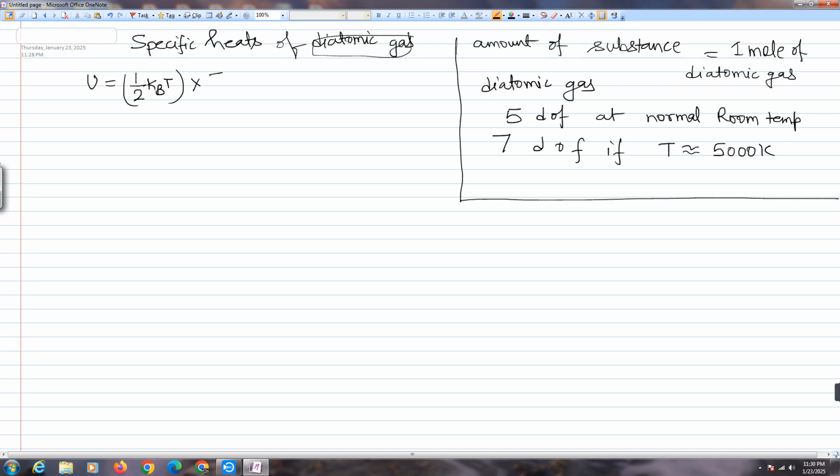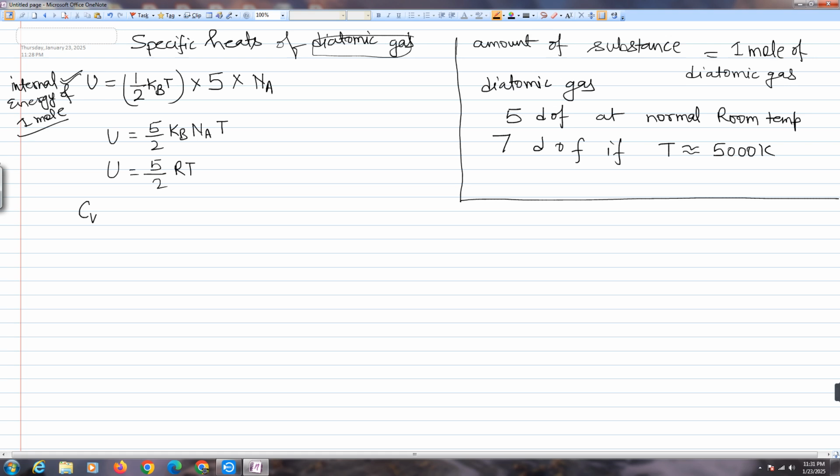So the number of degrees of freedom can be taken 5 multiplied by Na. Na is what? Total number of molecules in 1 mole of substance. So this left side U will be the internal energy of 1 mole, correct? So U can be written as 5 by 2 kB multiplied by Na multiplied by T, and this U can be written as 5 by 2 RT.